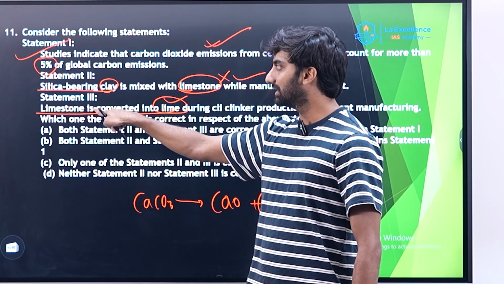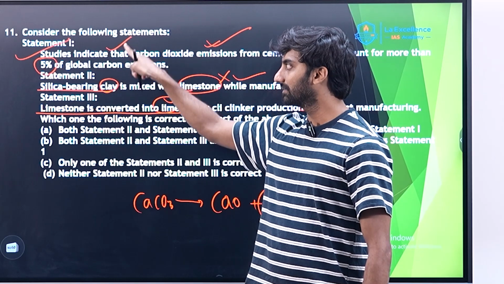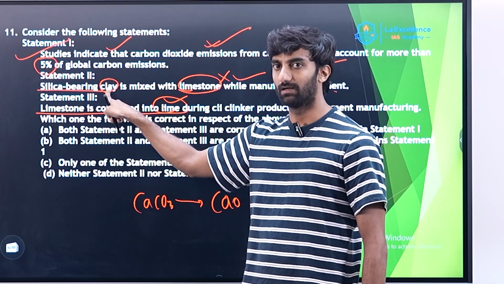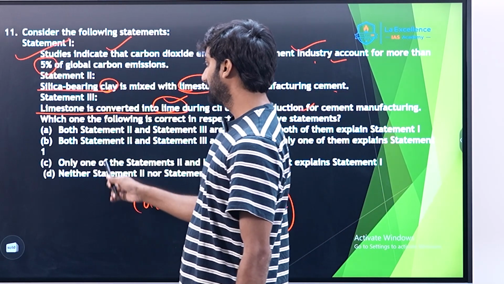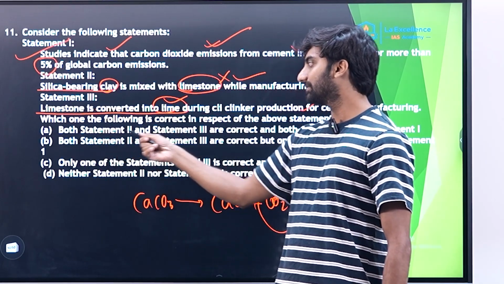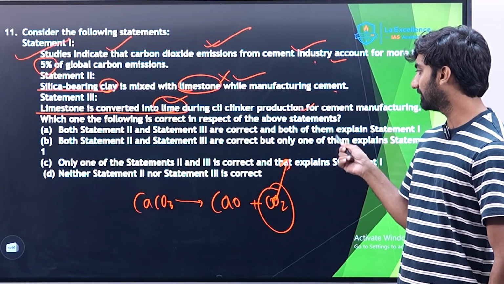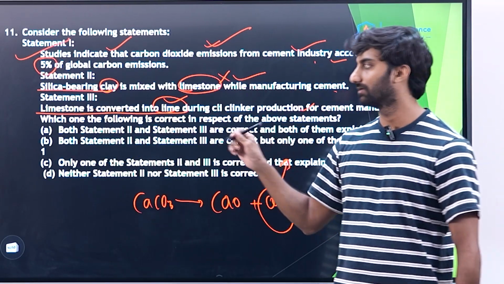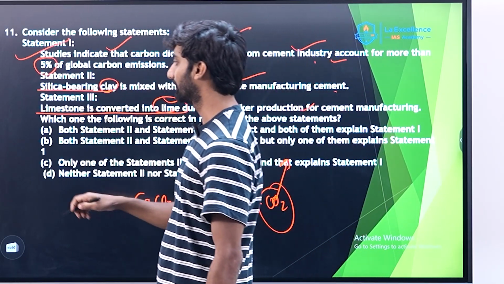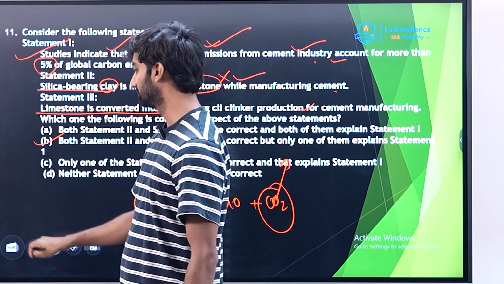So statement 3 will explain statement 1, but statement 2 is also independently true. So the answer will be that both statements 2 and 3 are correct, but only one of them explains statement 1. Only 3 is explaining statement 1. Answer will be B.